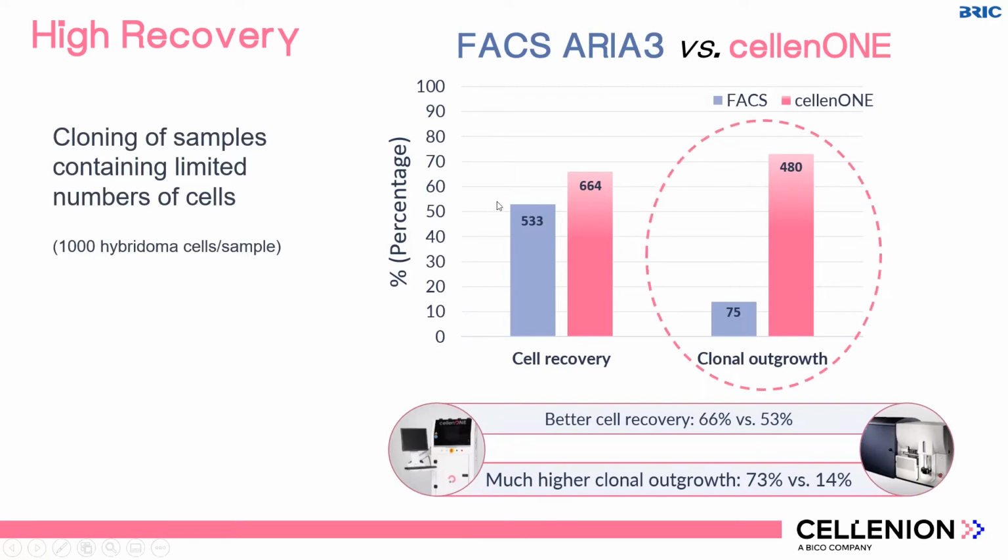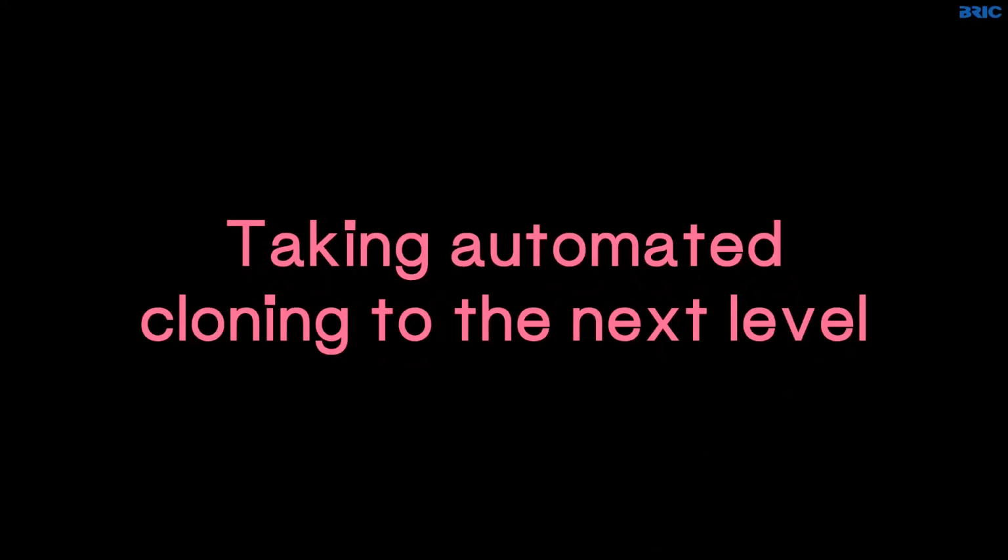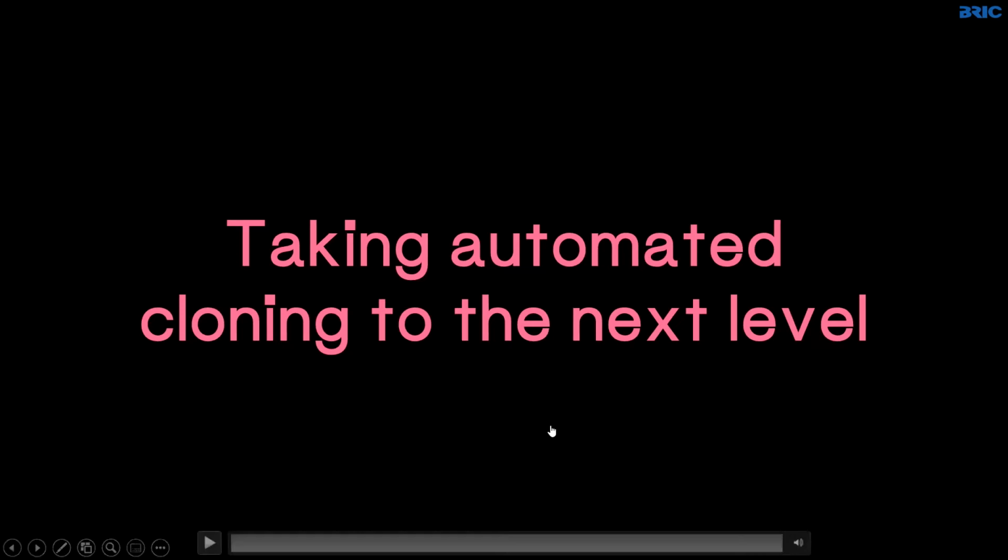Out of those 533 wells, only 75 wells contain a single colony using the FACSARIA. With our device, the CellenONE, 480 wells contain single cells. As you can see, this is much more gentle than a FACS and much more suited for automated cloning. We took this to the next level, actually, by completely automating the process. And that's a new device that we released last year.